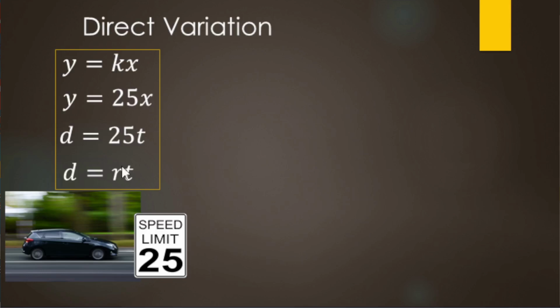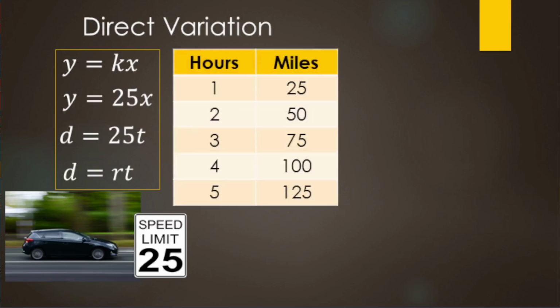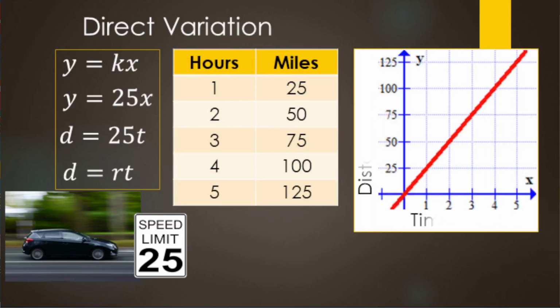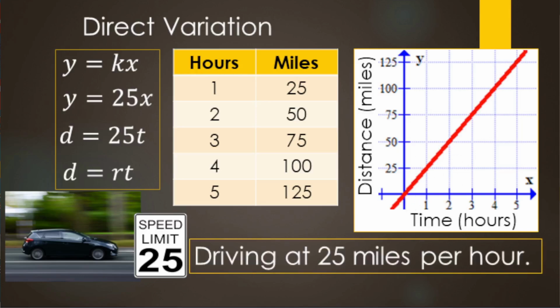Direct variations can look like this. On a table, it could look like this: 1 hour, you've driven 25 miles, 2 hours, 50 miles, and so on. We can also look at this same scenario on a graph. There's 1 hour is 25 miles, 2 hours, 50 miles, 0 hours, 0 miles. We can also look at these in words: you're driving at 25 miles an hour. So in this video, that's what we're going to be looking at, the different representations for direct variation, and also going back and forth between the different representations.